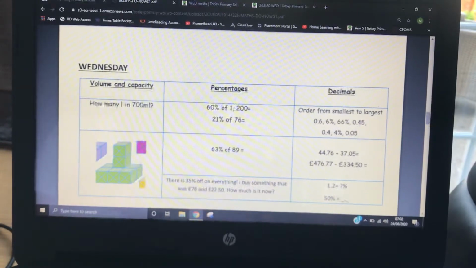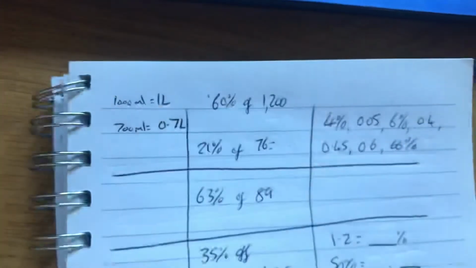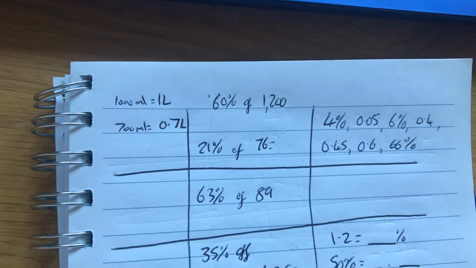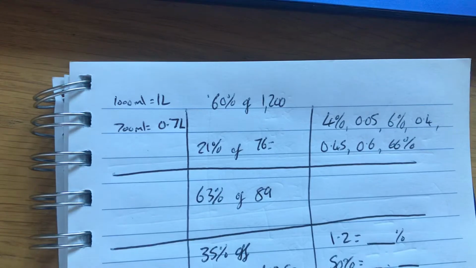So how many litres in 700 millilitres? Well, don't forget there are 1,000 millilitres in 1 litre, so 700 millilitres is going to be 0.7 litres. You get 700 out of 1,000.